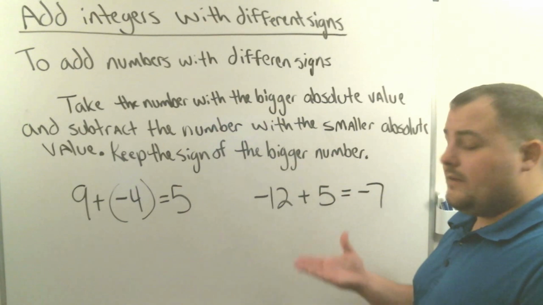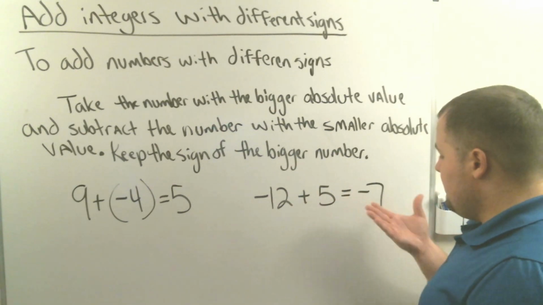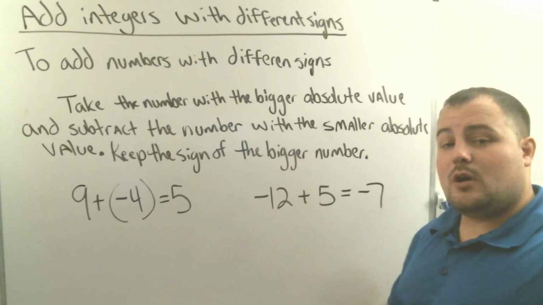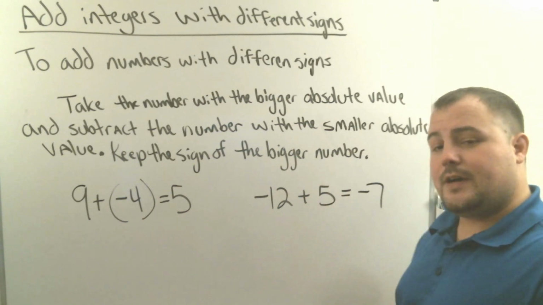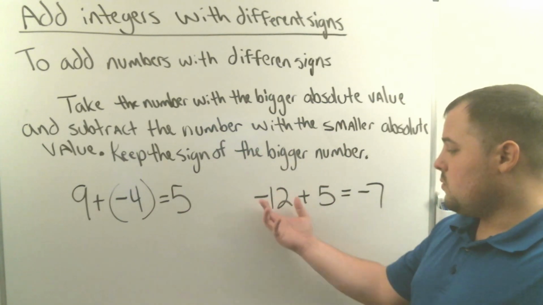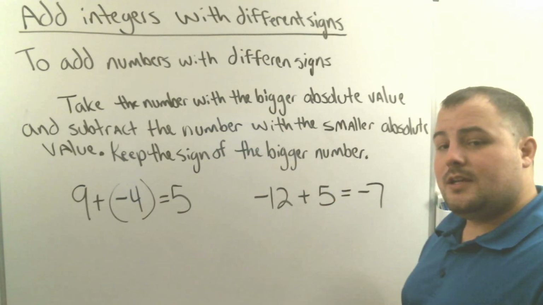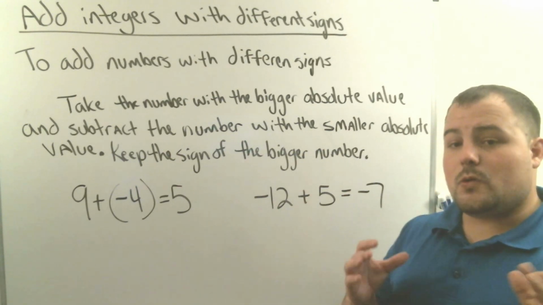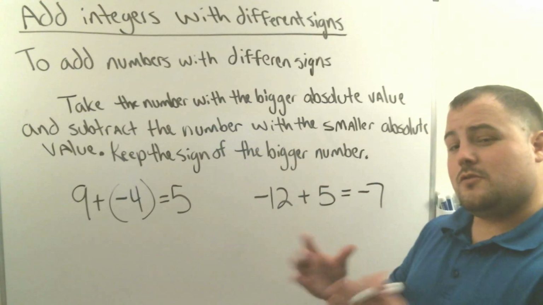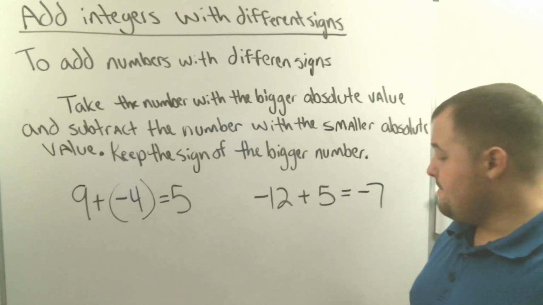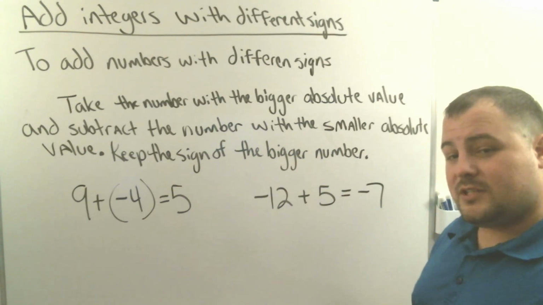In this one, we have negative 12 plus 5. And so we look at it and we say, the absolute value of negative 12 is 12. The absolute value of 5, 5. So 12 is actually the bigger absolute value. 12 minus 5 is 7, and 12 was negative, so my answer is negative 7. So what we do is we take the bigger absolute value minus the smaller absolute value, and then we keep the sign of the one that was bigger. And that's how we add numbers with different signs.